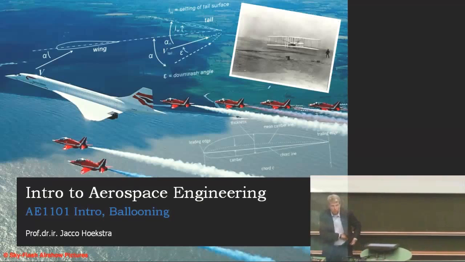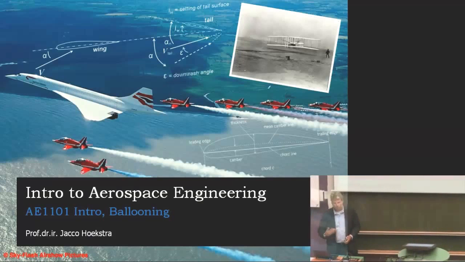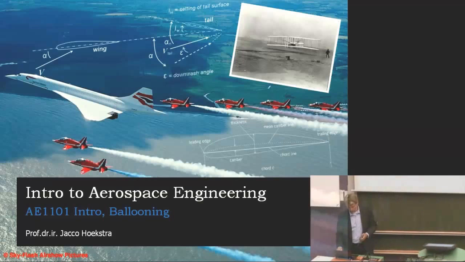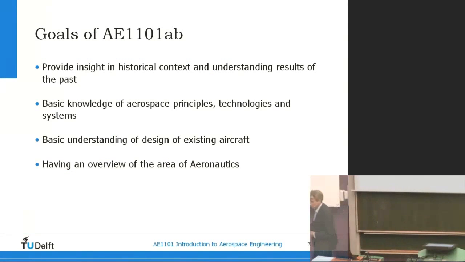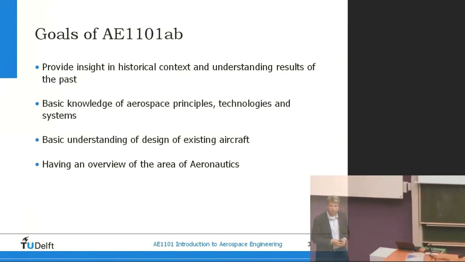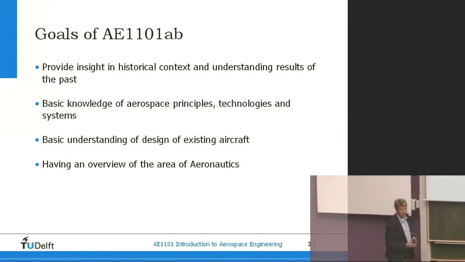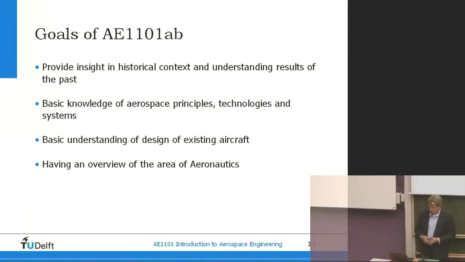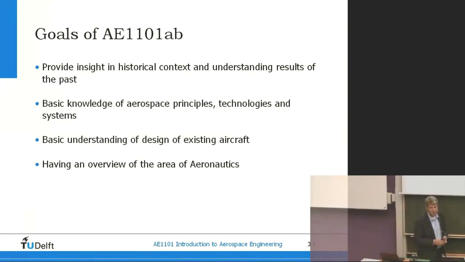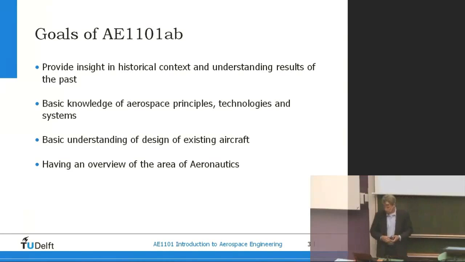So we set up this new course, Introduction to Aerospace Engineering, to give you an overview of aeronautics, of aerospace. So these are the goals of the course: to give you a bit of historical context. We'll use the timeline of the development of aerospace as sort of our storyline. But the main goal is to give you the basic knowledge of the principles of aerospace, both technologies, systems, as well as physical principles. Of course, this should also give you the basic understanding of why aircraft look as they look today. And it should give you an overview of the different disciplines that are within aerospace, and in the module AB, the first module, in aeronautics.